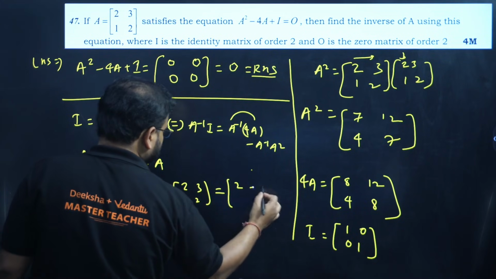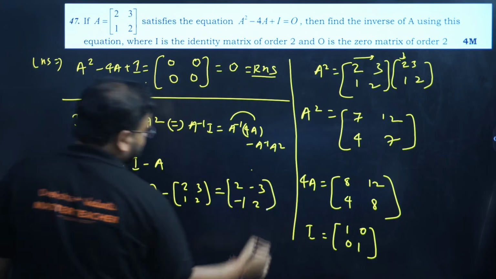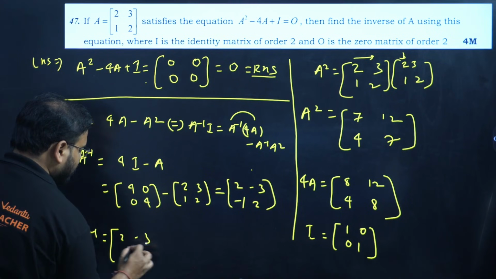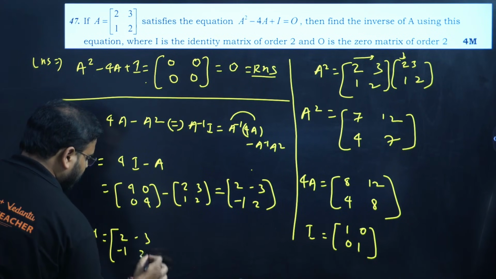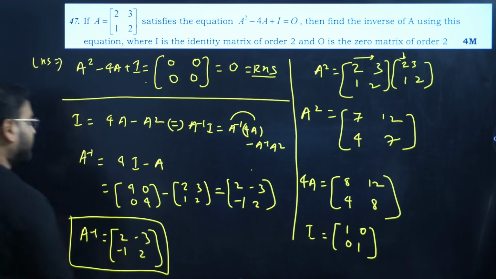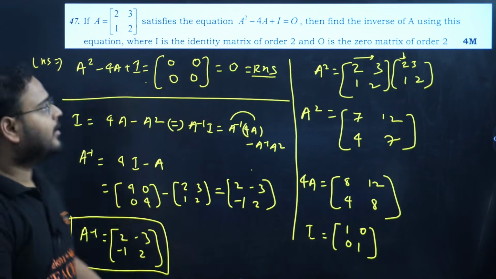Difference of these two, I'll have 4 minus 2 as 2, 0 minus 3 is minus 3, 0 minus 1 is minus 1, and 4 minus 2 is again 2. This is my final answer. So A inverse becomes 2, minus 3, minus 1, and 2. Question number 47, 4 marker, done. Okay. Next.